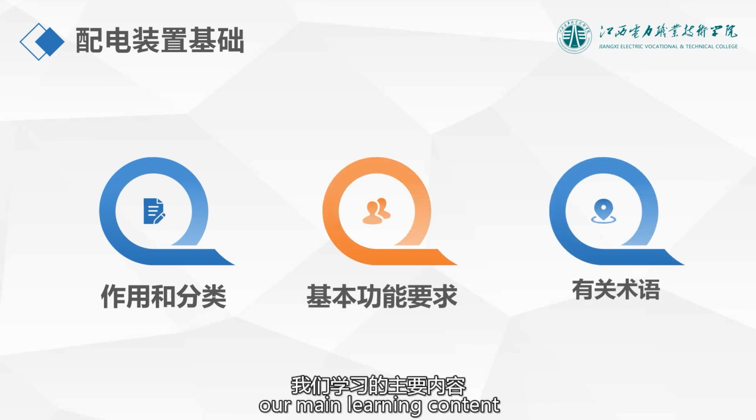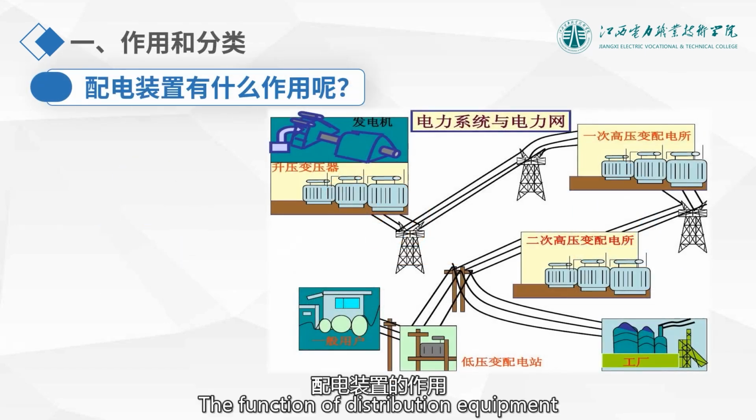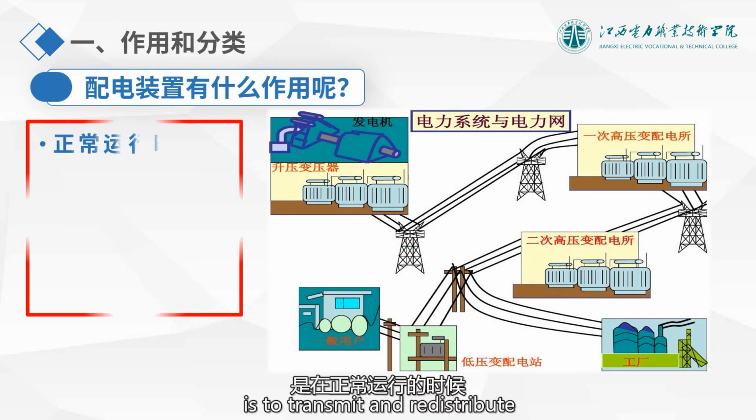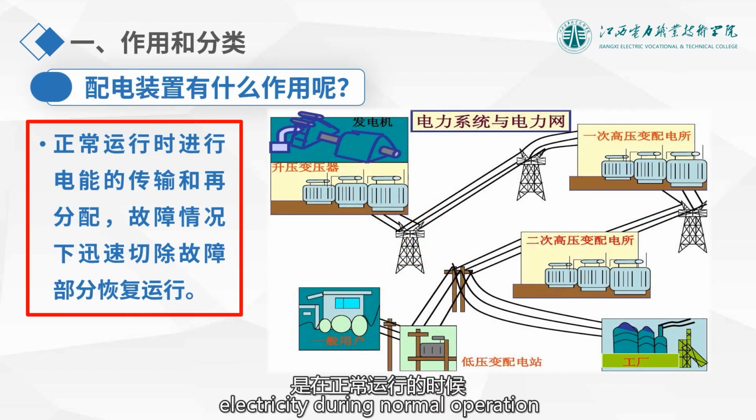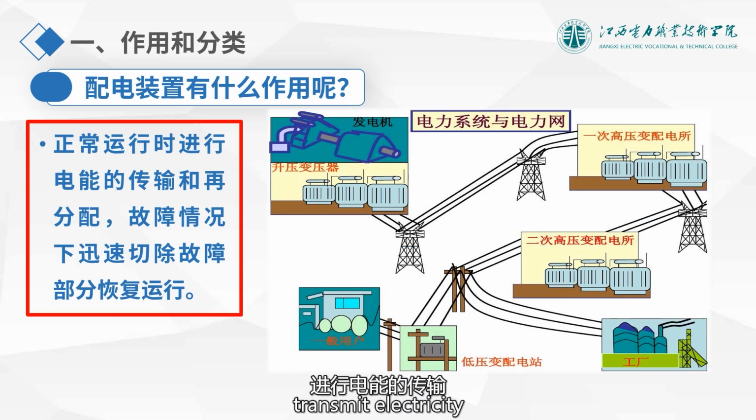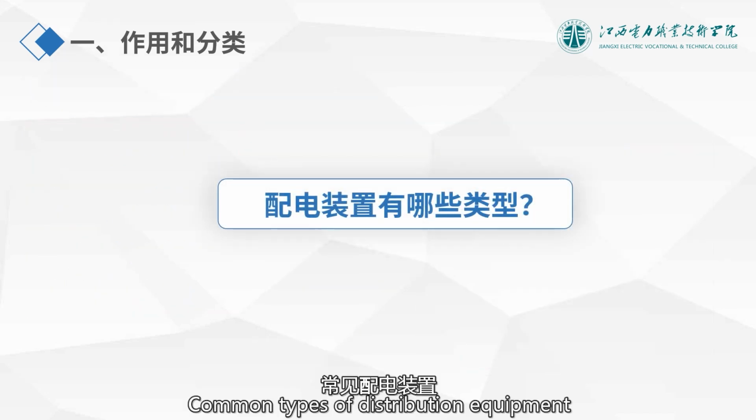Our main learning content. First, let's look at the functions and classification of distribution equipment. The function of distribution equipment is to transmit and redistribute electricity during normal operation. Transmit electricity and redistribute it. In case of a fault, it can quickly cut off the faulty part and resume operation. Common types of distribution equipment.